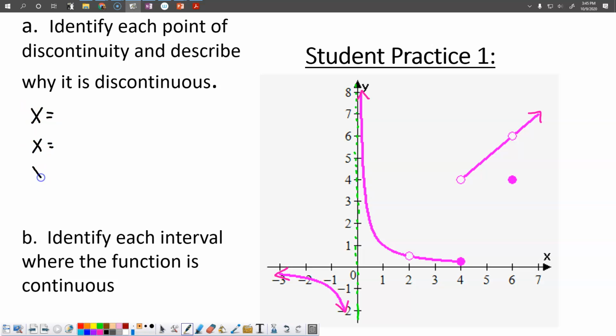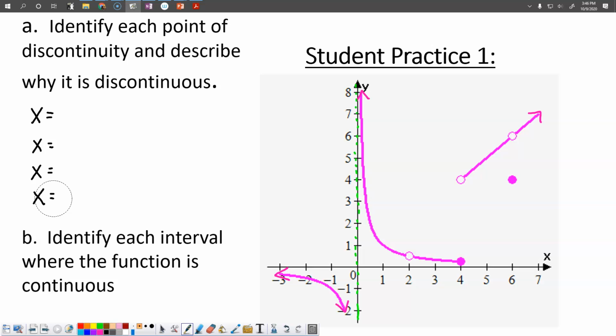So the first thing I want you to do is see if you can find all 4 values of x where this function is discontinuous. So pause the video and see if you can find all the values of x where this function is discontinuous.